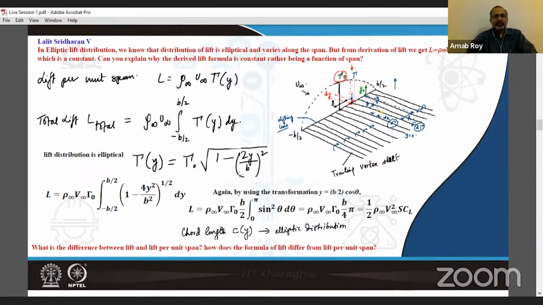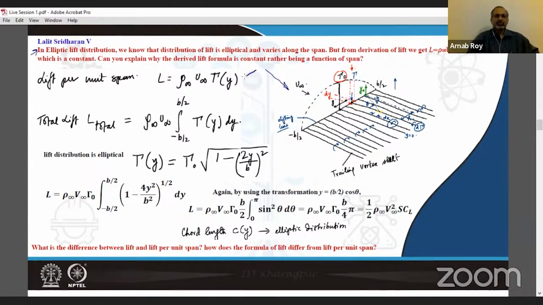And the other question is that what is the difference between lift and lift per unit span? How does the formula of lift differ from lift per unit span? Of course, this question could be aimed at both finite as well as infinite wings, but I assume that this is again in connection with the earlier question. Let's go back to the basic figure that we drew when we discussed this topic, just to keep it in perspective. This is the lifting line theory model basically, and I hope you remember the important ingredients of the theory.